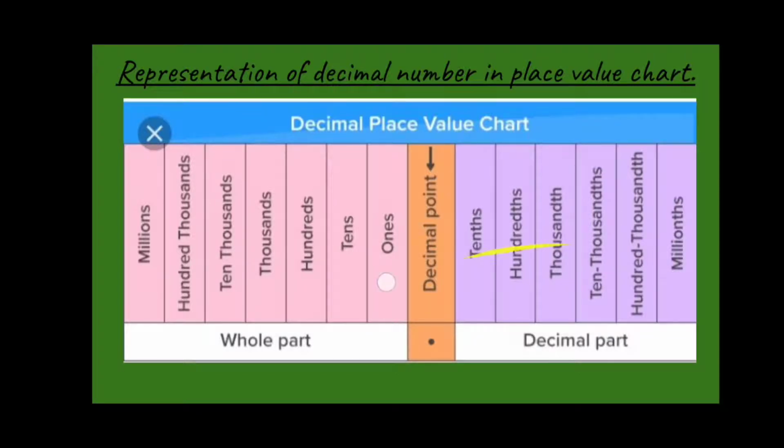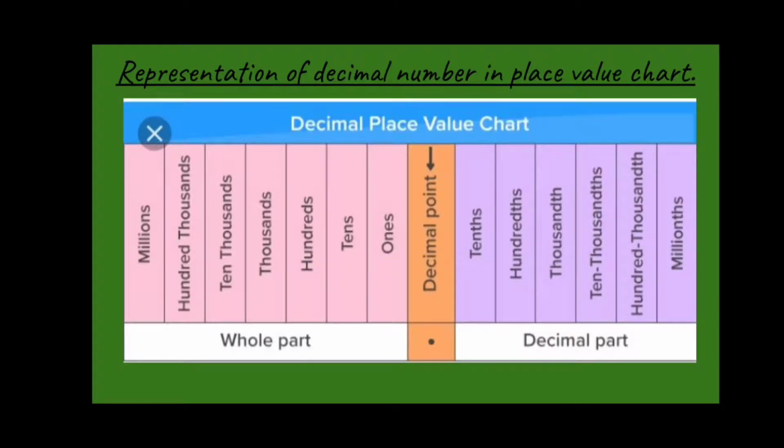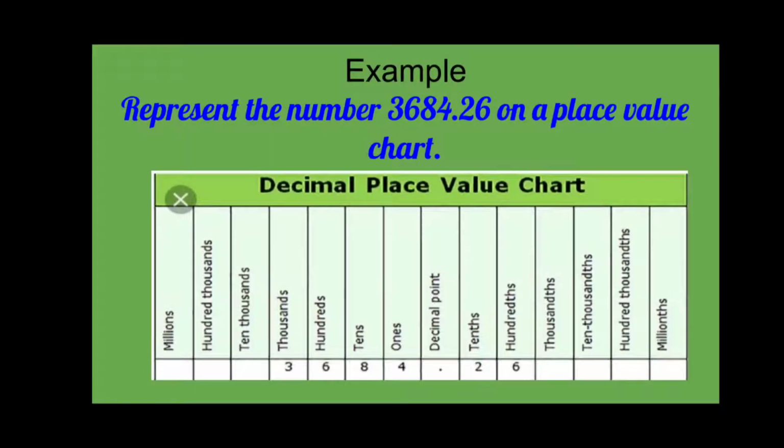Let us look at one example. In order to represent this number on a place value chart, we will follow this format. So we say that the first digit before the point is in the 1 place, next 10 place, 100 place, and 1000 place. Similarly, after the point, the first digit is in the 10 place and 6 place. So this is the way to represent a decimal number in a place value chart.